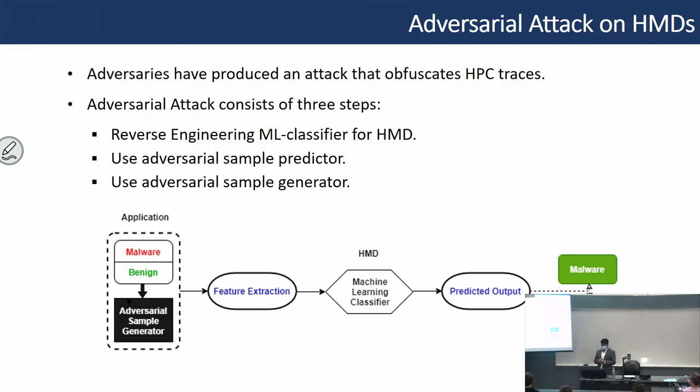So once you reverse engineer them, you do some GAN-based computation to find out what adversarial sample will actually give a wrong result. And then you create that adversarial sample in a benign program. So you're running a malware, and you run a benign program in the same thread, but that benign program creates those adversarial HPC values, okay? And when you do that, the machine learning classifier gets confused and it produces wrong output.